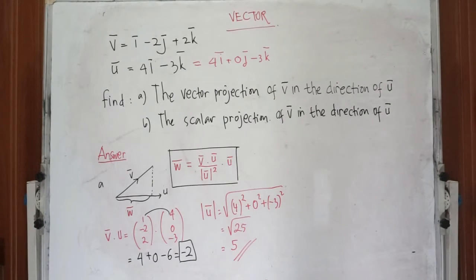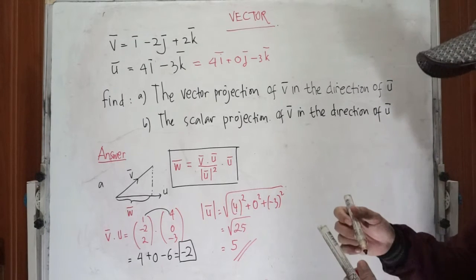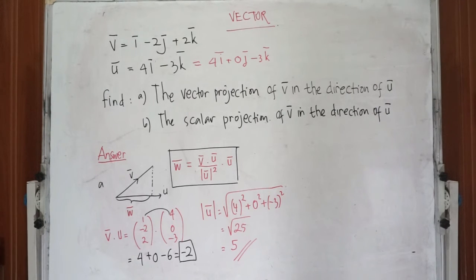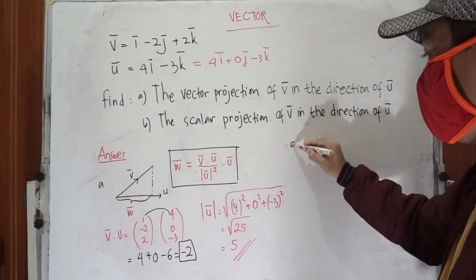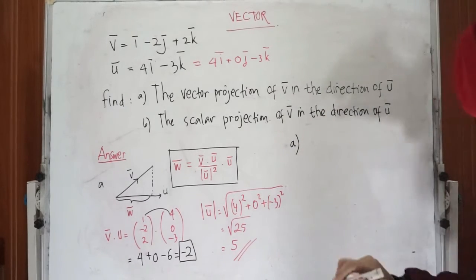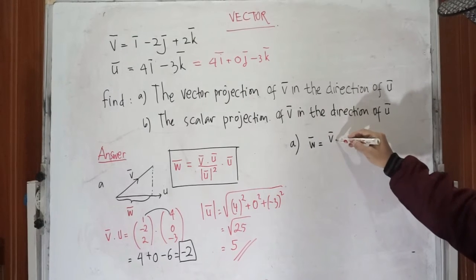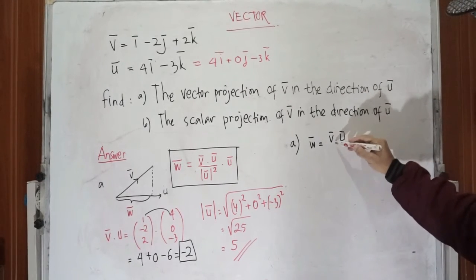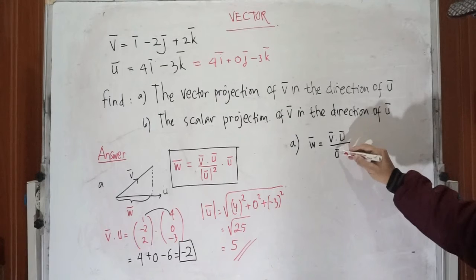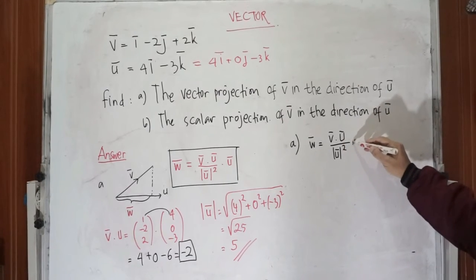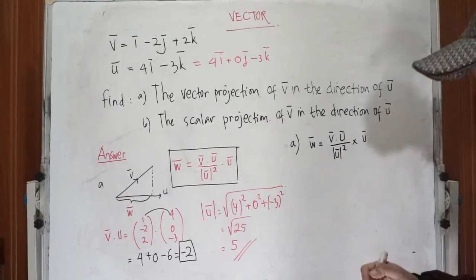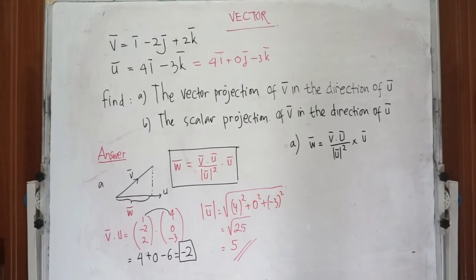So that's clear? Okay, now we're going to continue to answer question A. So W equals V dot U over the magnitude of vector U squared, times vector U. Okay? Students, go. Next.